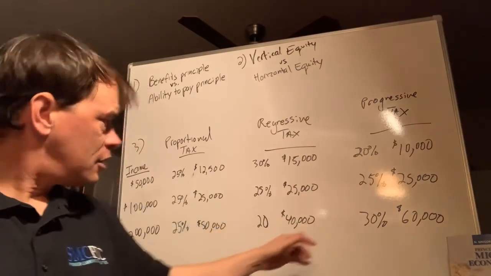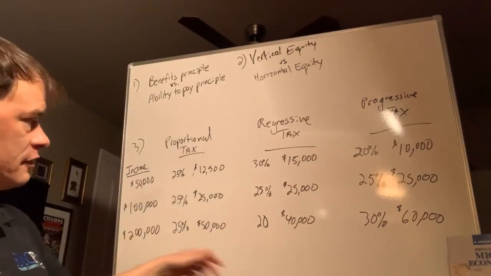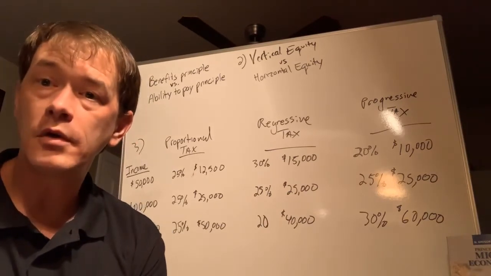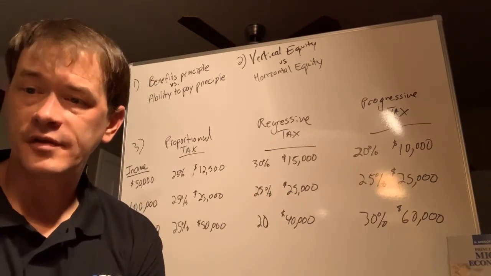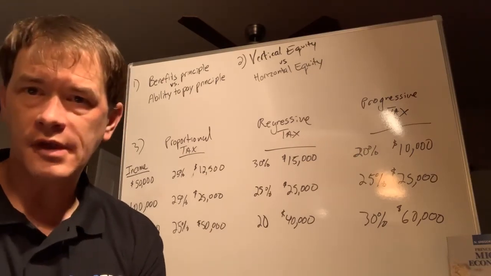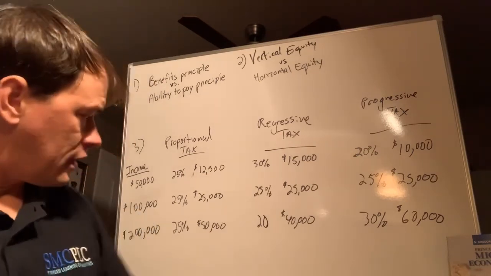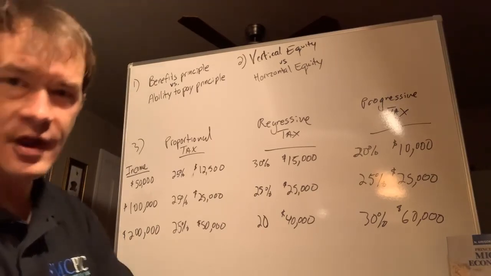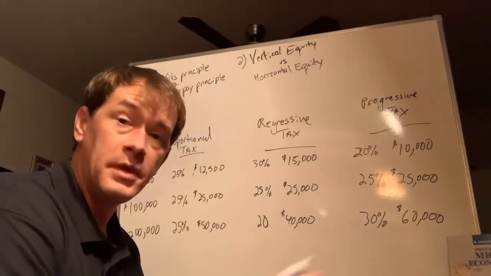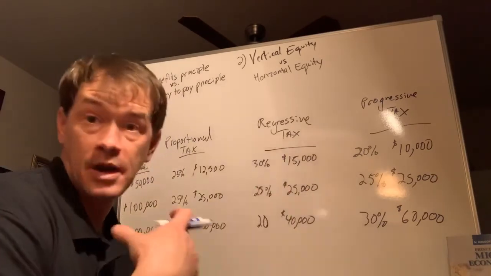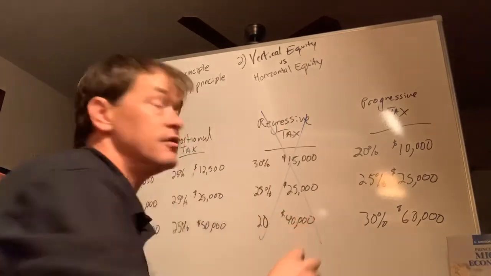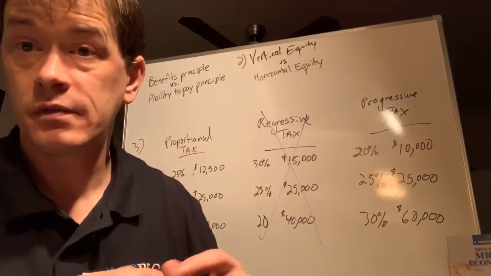30% on 200,000 is 60,000. So people who earn more benefit more, they pay more. So that satisfies both the benefits principle and the ability to pay principle. So looking at three taxes here, if you're having to design a tax, the one to immediately take off, in my professional opinion, is the regressive one.